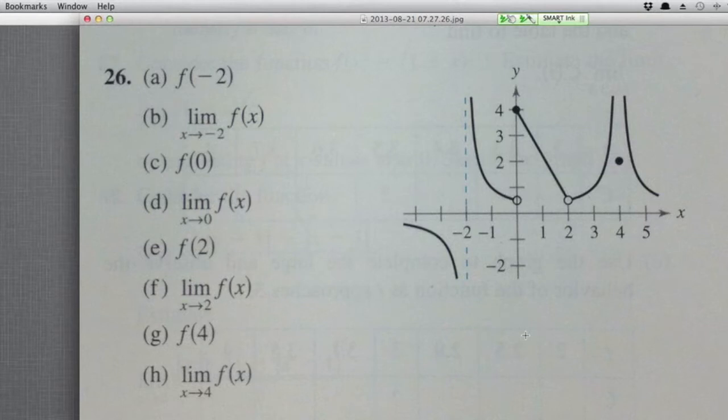F of 2. Undefined. Limit as we approach 2. 0.5. Looks like 0.5 to me, or 1/2. F of 4. 2. Limit as we approach 4. It's both infinity, and it does not exist because we are increasing without bound.